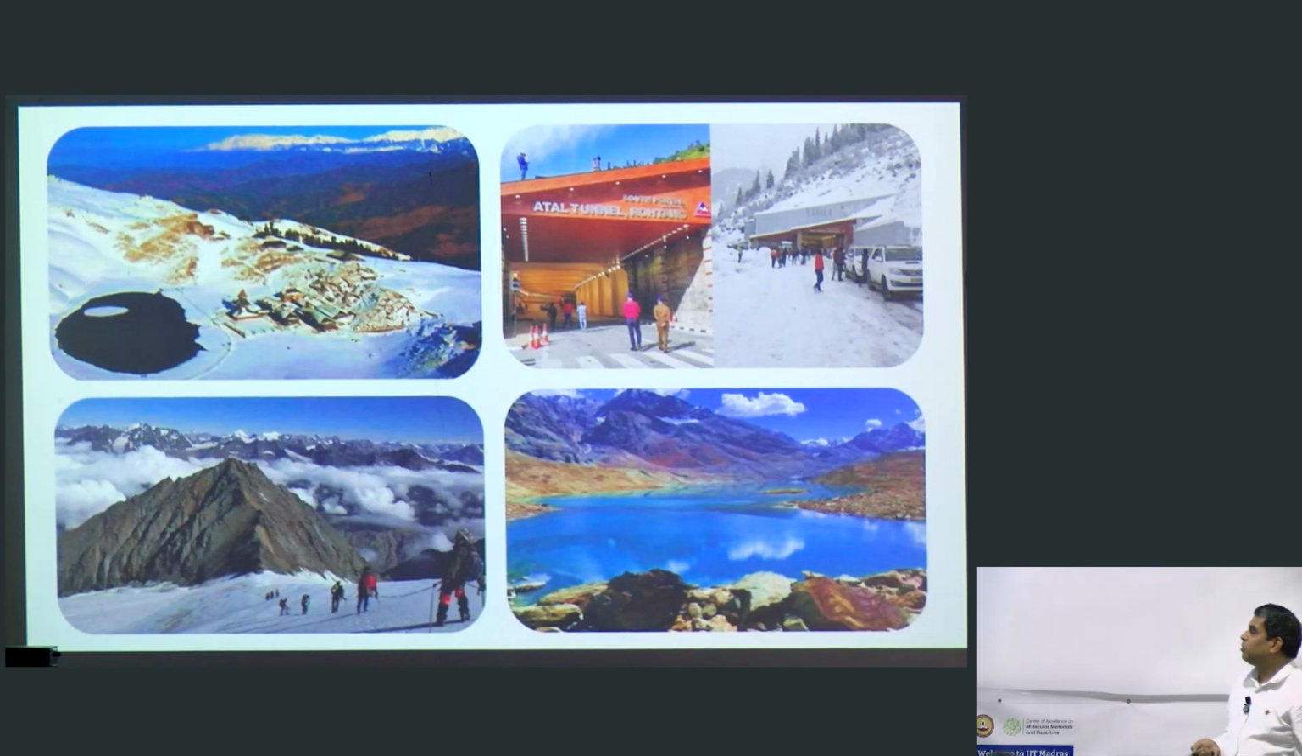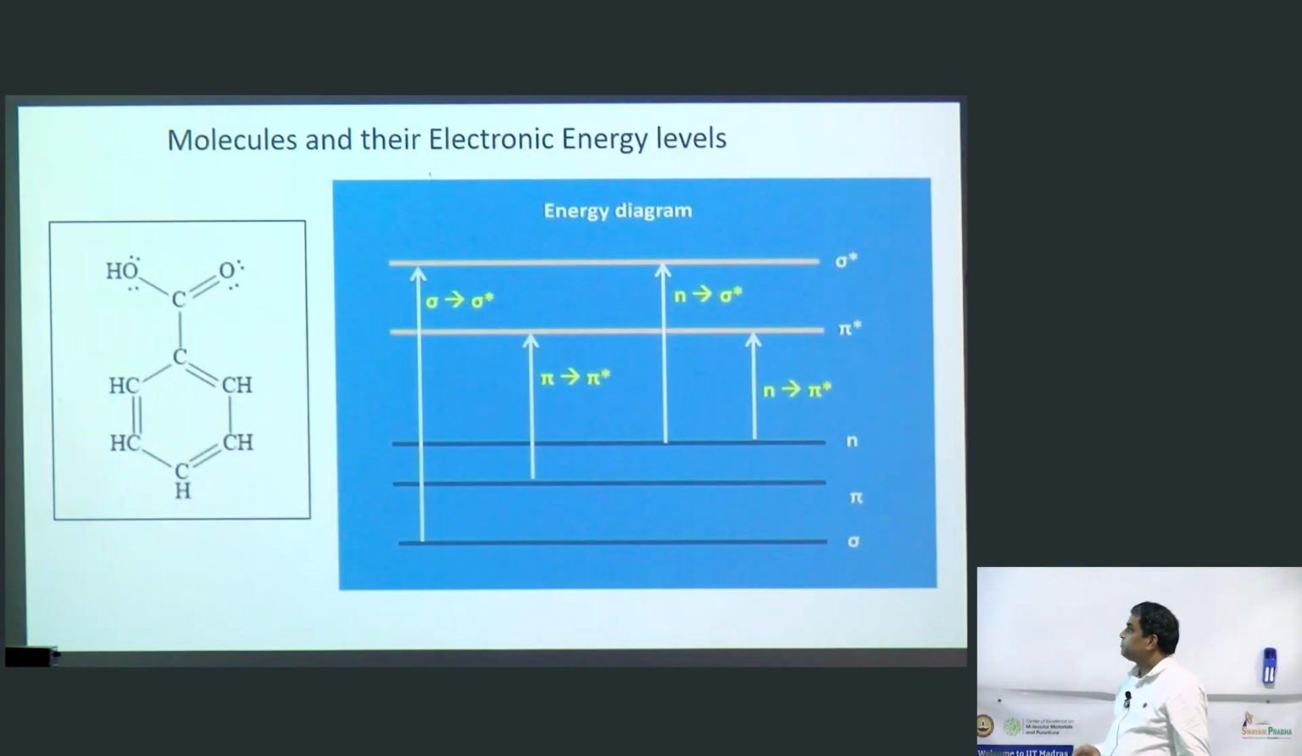Okay, now coming to the topic we are talking about. Let us try to understand very fundamentally what fluorescence is all about if we go to the very basic energy levels. If you see any kind of molecule, here is a simple example of, let's say, benzoic acid. We have sigma, pi and non-bonding electrons, and we have this kind of electronic energy levels.